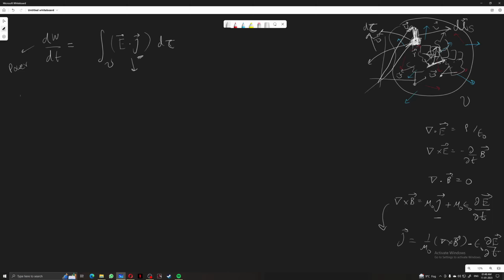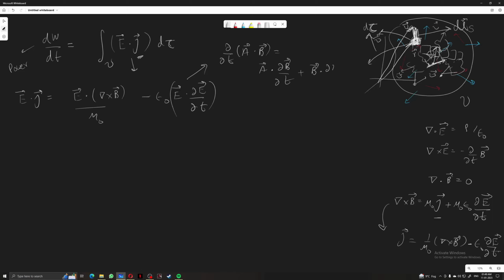So let me just write down E dot j for now. E dot j equals E dotted with curl of B, the whole thing divided by mu naught, minus epsilon naught times E dotted with partial E over partial t. If I talk about this term right here, you can see that if there was something like d over dt of some a dot b, two vectors, you distribute this derivative one by one, right? You use the product rule. You do a dotted with db over dt, and then you do b dotted with dA over dt.